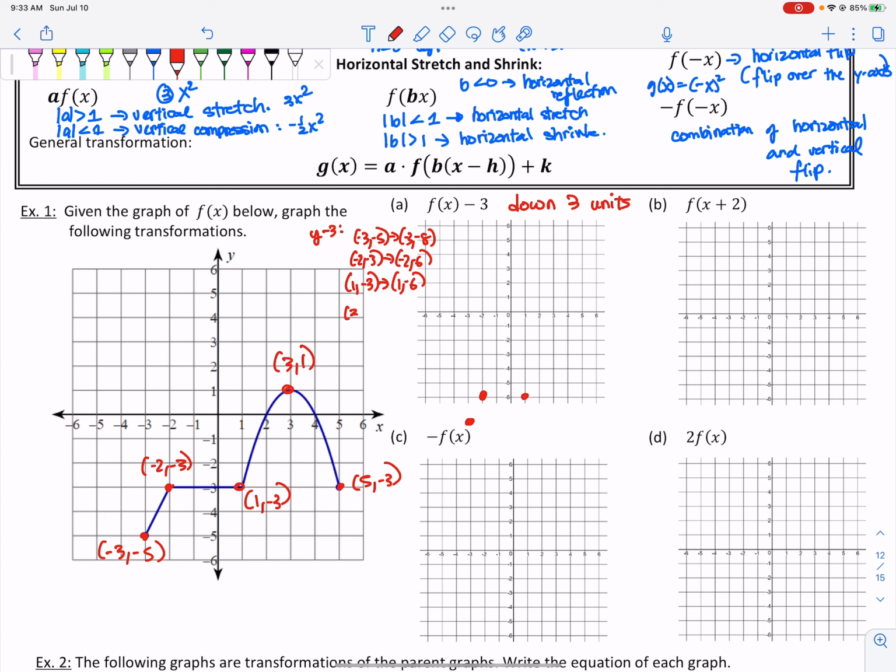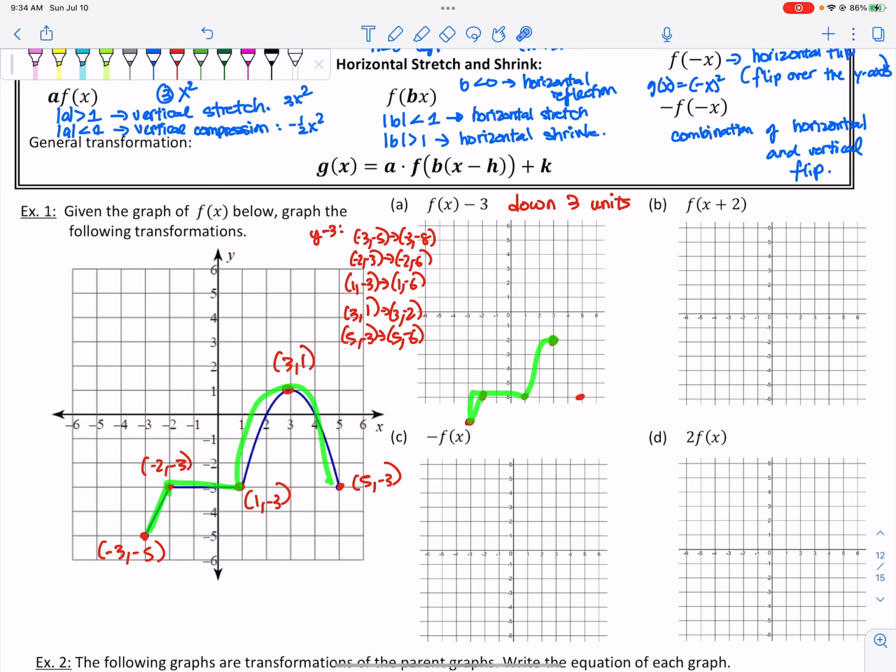We have the point (3, 1) right here. The y value is being moved down 3 units. 1 minus 3 is going to be a negative 2. (3, -2). And then we have the point (5, -3), and we're going to move that down, so the y value is going to be moved down 3 units. Negative 3 minus 3, that's a negative 6. (5, -6). All right, so now we see the general shape.